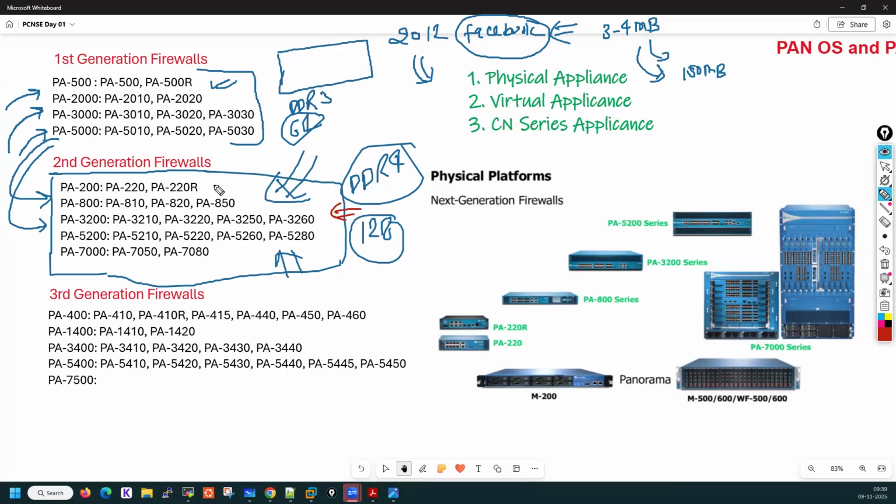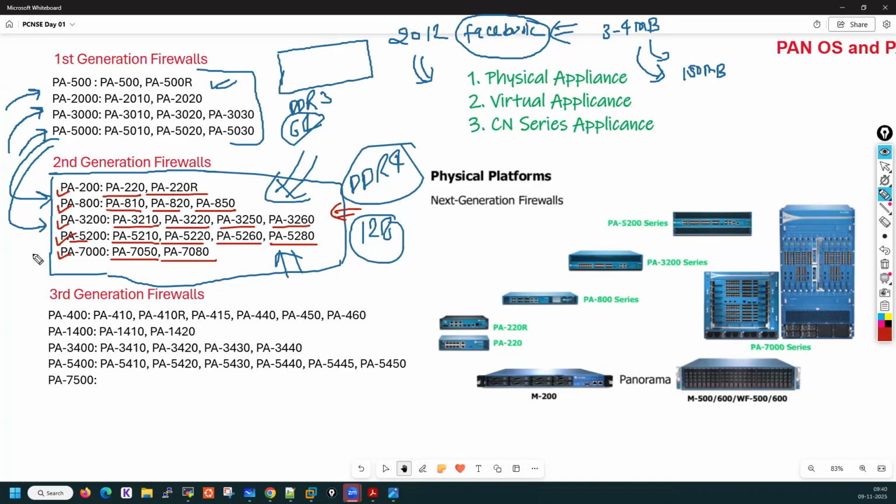So they have launched the second generation boxes, where they have the PA200 series, PA800 series, PA3200 series, PA5200 series, and PA7000 series. Okay, so those are the second generation boxes. In PA200, they have the PA220 and PA220R. In 800, PA810, 820, 850. In 3200, 3210, 3220, 3250, 3260. In the 5200 series, 5280, 5260, 5220, and 5210. In the 7000 series, PA7050, 7080.